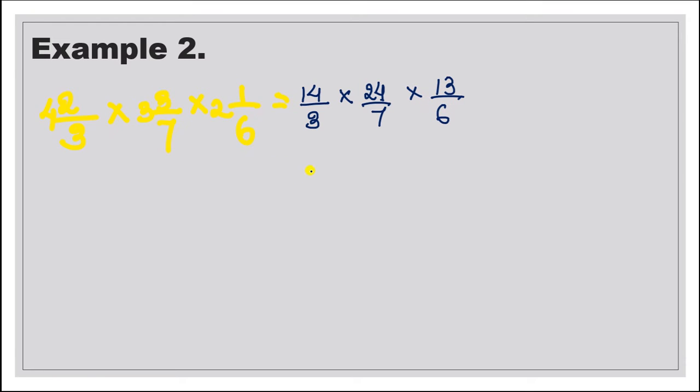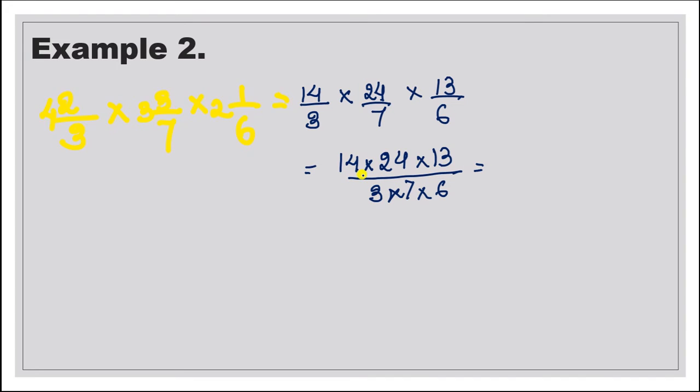Simple. Again we are going to take the product of the numerators and denominators. You can also cut it simply, but I am not cutting it right now. I will show you both methods of how to do it. So first let us do it like this: 14 into 24 into 13. Then in the denominator part we will write 3 into 7 into 6.